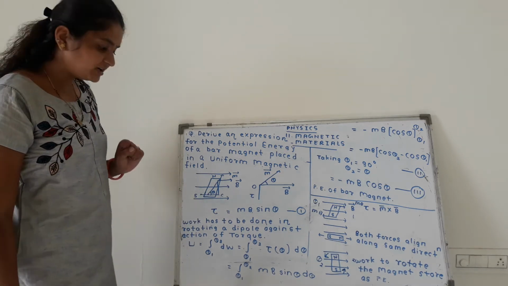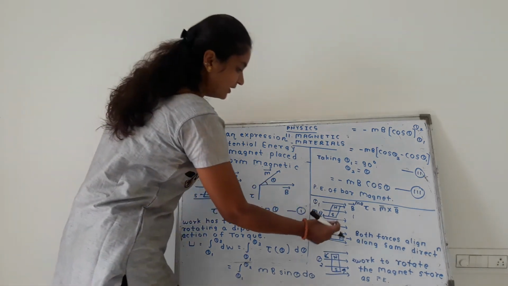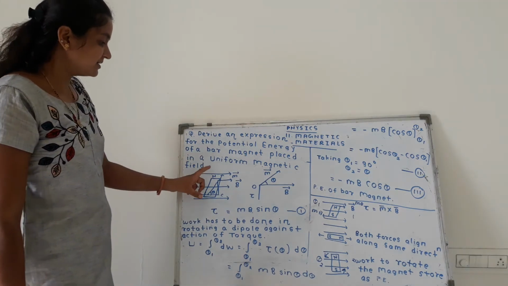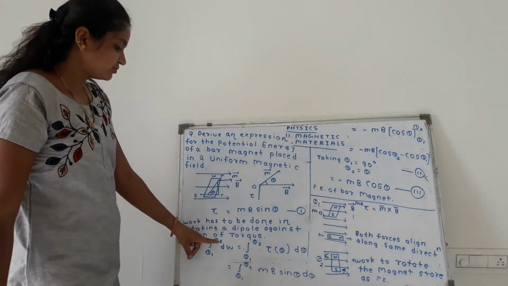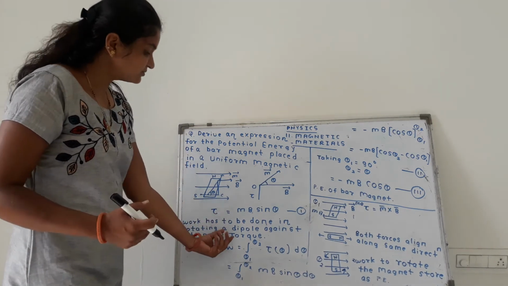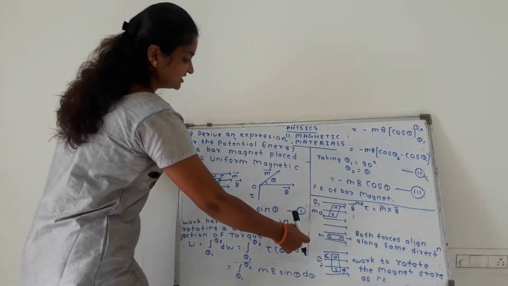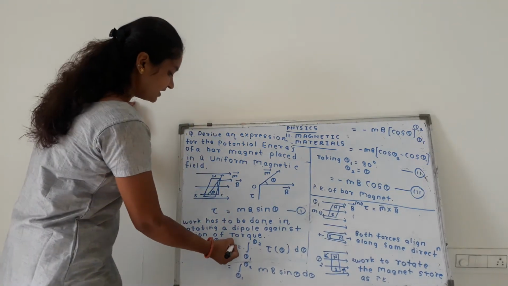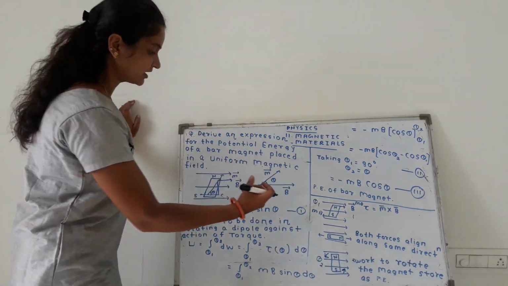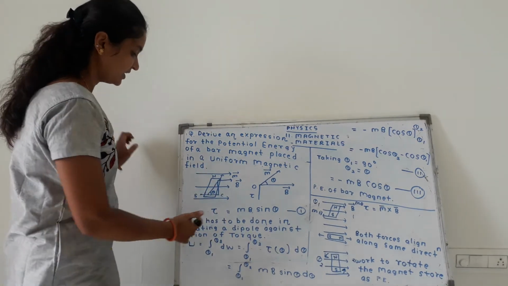Now work has to be done to rotate the dipole against the torque. Hence we consider dW to rotate this bar magnet. dW means a small change in work, which means a small change in the angle theta. If we do a small amount of work, there is a small change in the angle theta. Hence dW involves d theta.